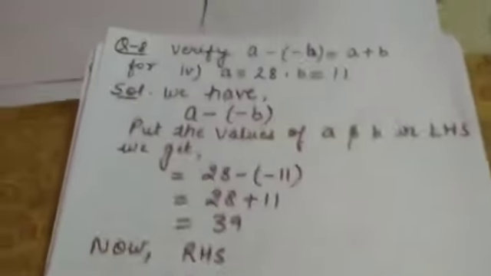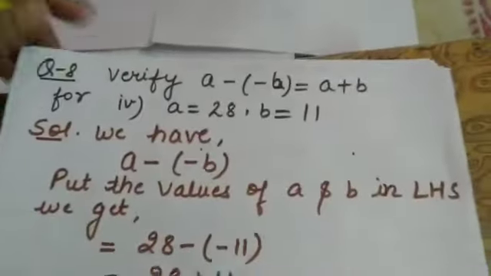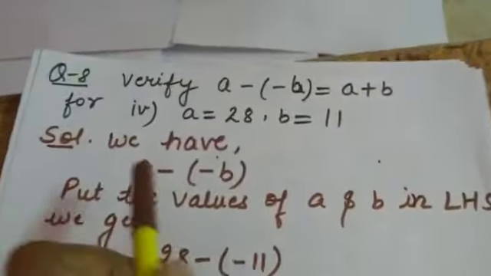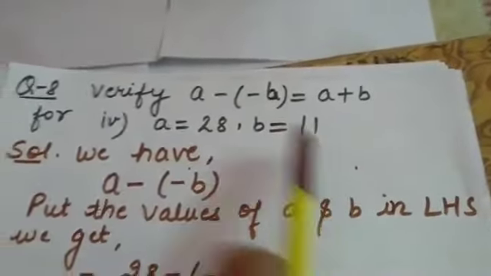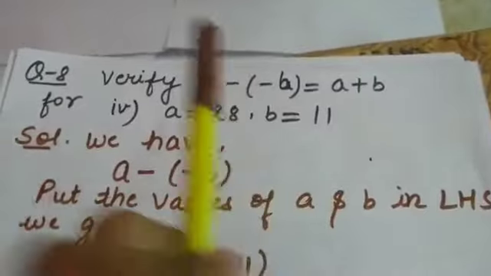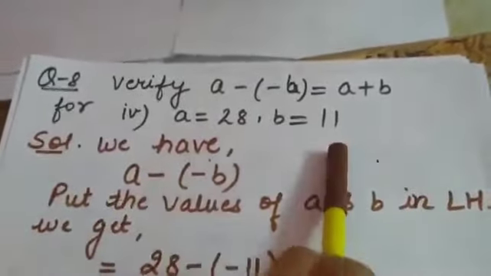Now come to question number 8. You have to verify this property, A minus B equals A plus B, for different values. I have taken the fourth part. A you have to take 28, B 11. You have to verify this. You have to prove this. Are they equal for these values?